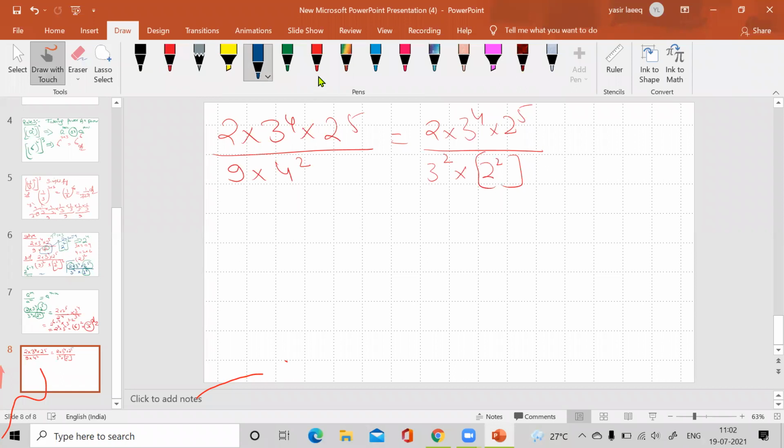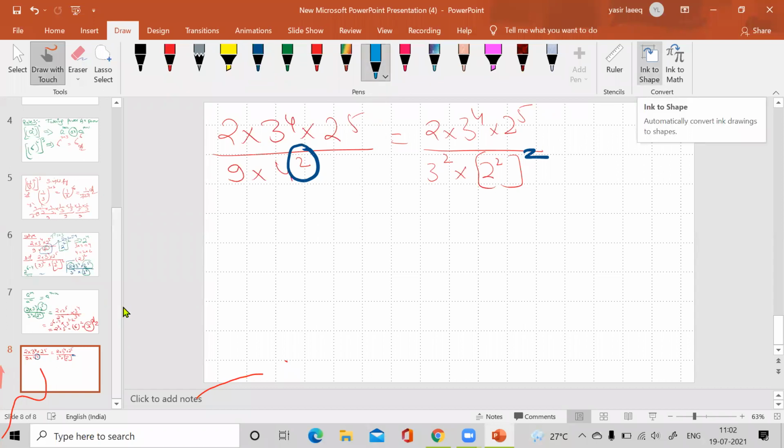Sir, when we do 3 into 2, it will be 6? No, beta. Power means, if we multiply 3 two times, it will be 9. Yes, very good. Power means you have to multiply that number as many times as the power is given to you.